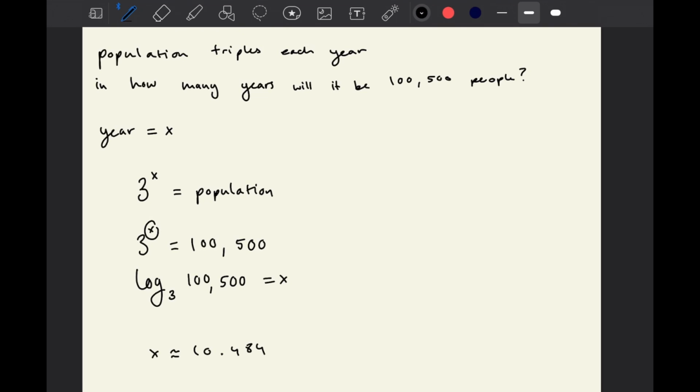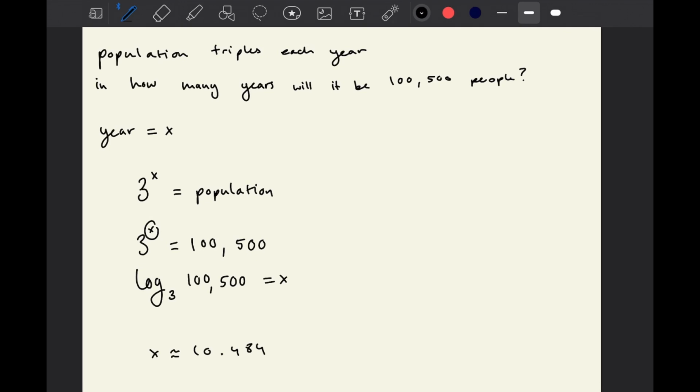If you want to check this, you can type into your calculator 3 to the power of 10.484. And what will you get? Well, because we rounded to 3 decimal places, you'll get 100,493.79, which is quite close, but not quite there yet, and that is because we rounded. In cases of exponential models, a little change makes a big difference in your answer. But you can see how we use logarithms to solve this.